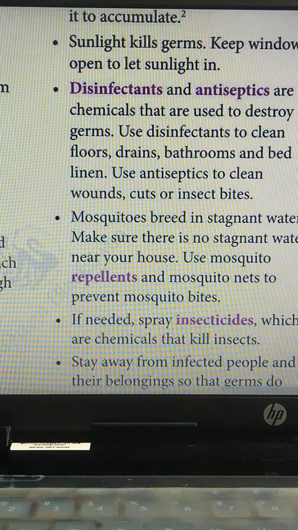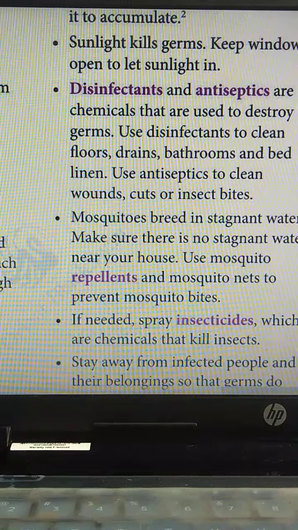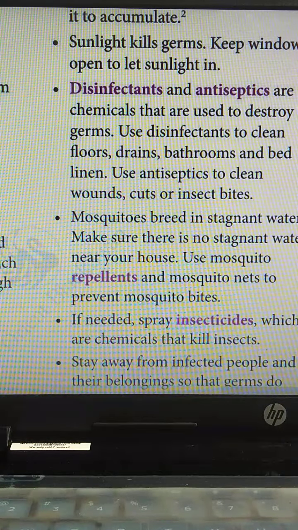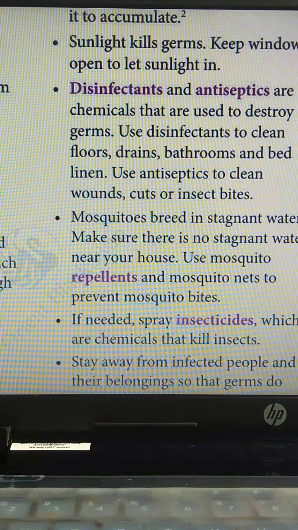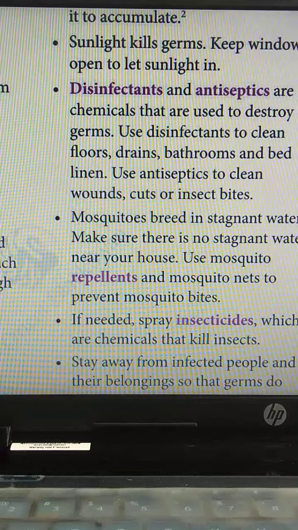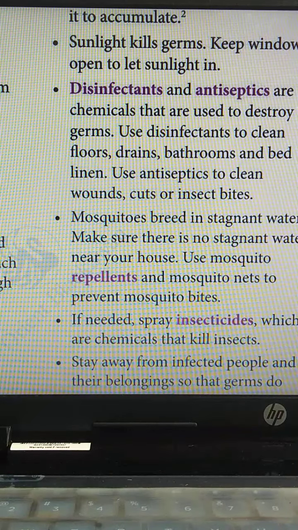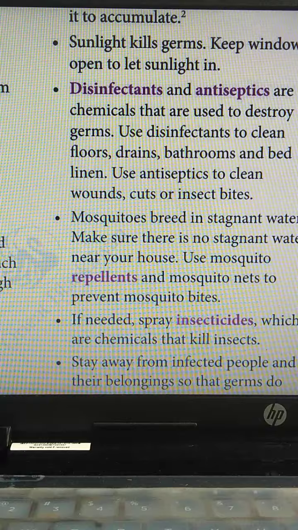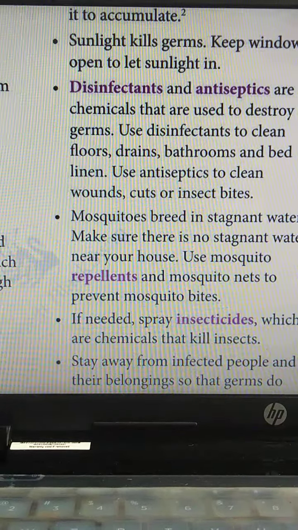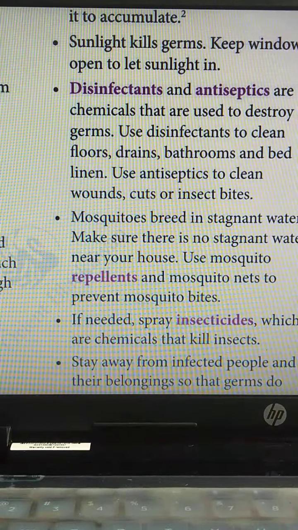Sunlight kills germs. Keep windows open to let sunlight in. So natural sunlight, which is God given, is one of the best ways to kill germs. So we must have proper windows in our home. At your home, we must keep our house and rooms neat and clean. We must open the windows every morning so that sunlight can come into our house and germs can be killed, right?